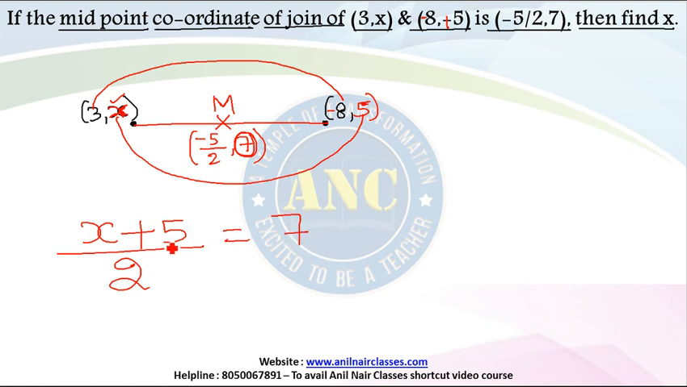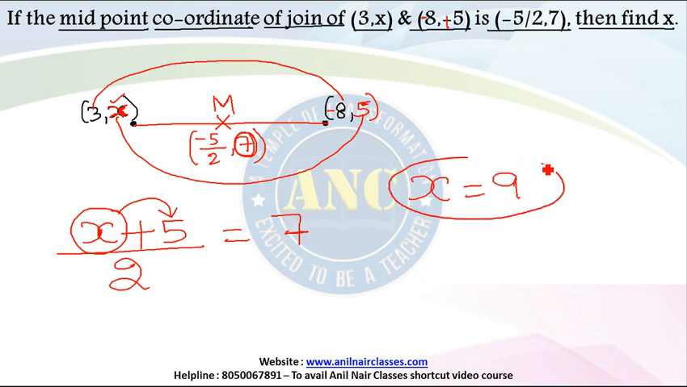Think logically. Something when you add it with 5 and then you halve it, you will get the value 7. What is that number? 14 divided by 2 is 7. For the numerator to be 14, the x value should be 9, because 9 plus 5 only is 14. x is 9. Questions are very simple by nature, sir. Very, very simple by nature.